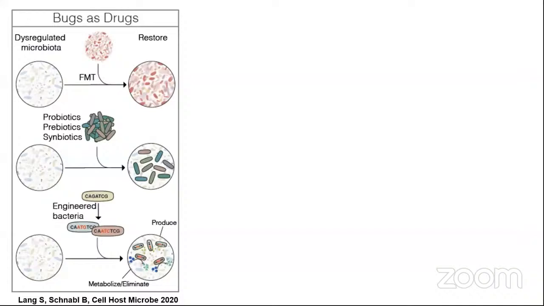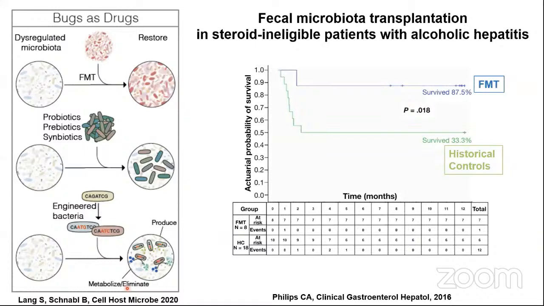So we can either use fecal microbiota transplantation to completely exchange the gut microbiota. We can use beneficial bacteria like probiotics. We can use prebiotics or synbiotics to add beneficial bacteria to an otherwise dysbiotic microbiota. Or we can use engineered bacteria to add to a patient's microbiota to produce beneficial products or to eliminate and metabolize toxins. I would like to provide some evidence that FMT is beneficial for patients with alcoholic hepatitis.